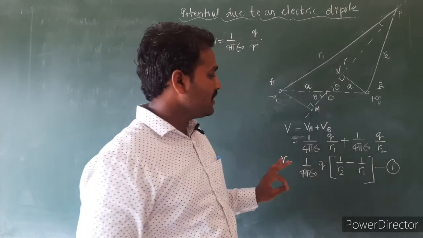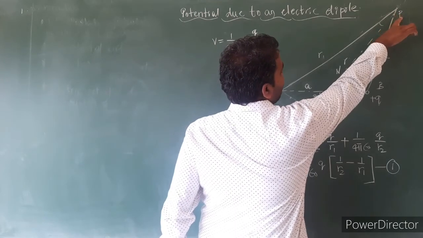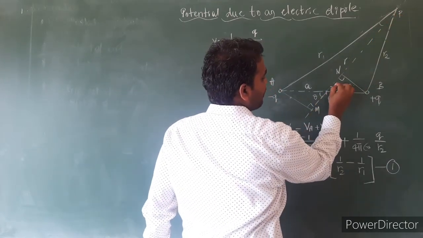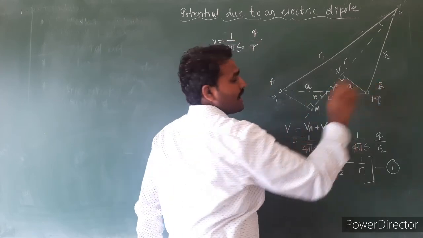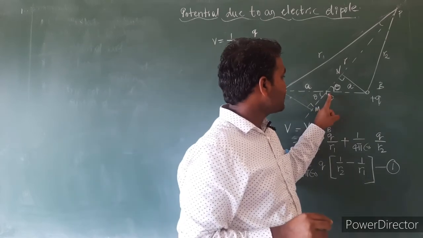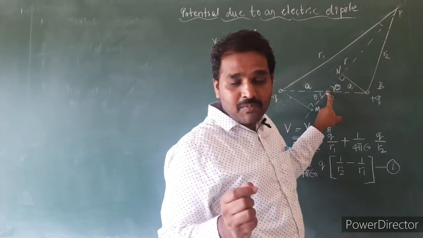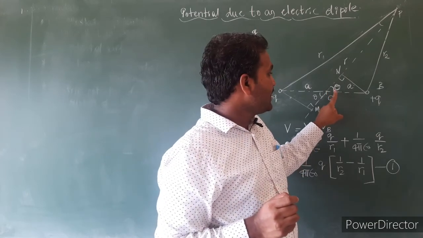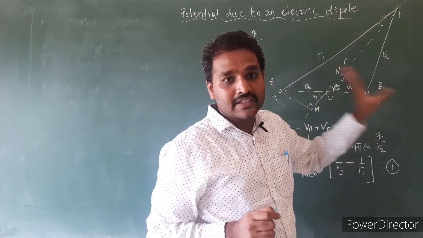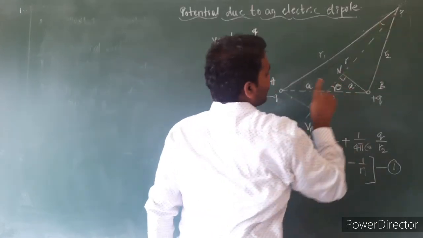So then let us consider the line joining point P and the midpoint of the dipole. Let it make an angle of theta with respect to the axis of the dipole. Observe here, the line joining the point P of configuration and the midpoint of the electric dipole makes an angle of theta with respect to the axis of the dipole, and this I am showing by the dotted line.